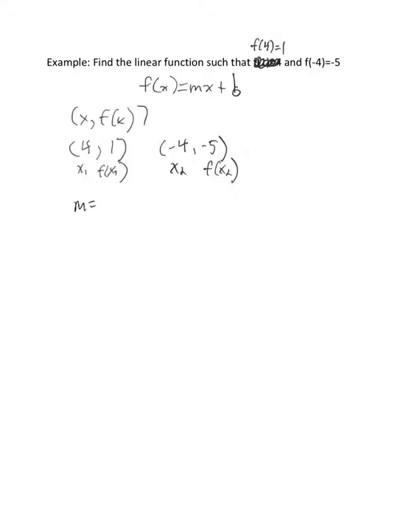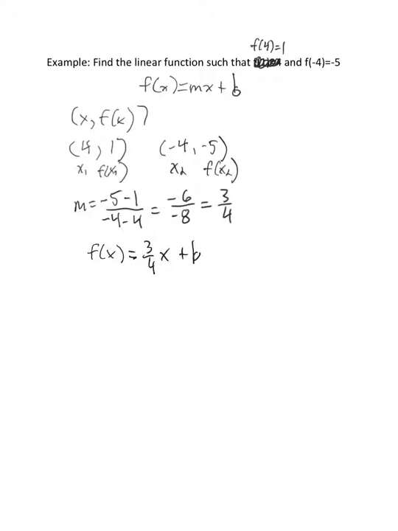M equals -5 minus 1 over -4 minus 4. And so what we get is -6 over -8, which we should recognize actually reduces to positive 3 over 4. A negative over a negative would give us a positive, and we reduce that fraction to 3 over 4. So far we have f of x equals 3 over 4x plus b.